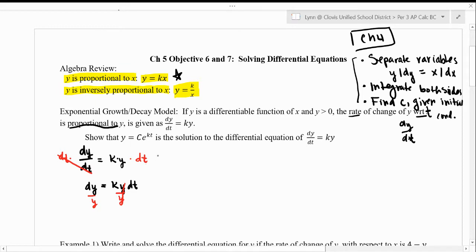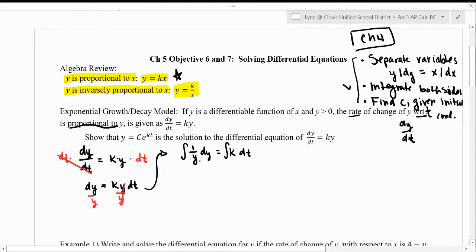Then what we would have is 1 over y with respect to y, and then we would have k with respect to t. And remember, k is a constant, right? K is a constant. So my variables are now separated because k is not a variable. And then for step 2, we want to integrate both sides. So we're going to integrate both sides.